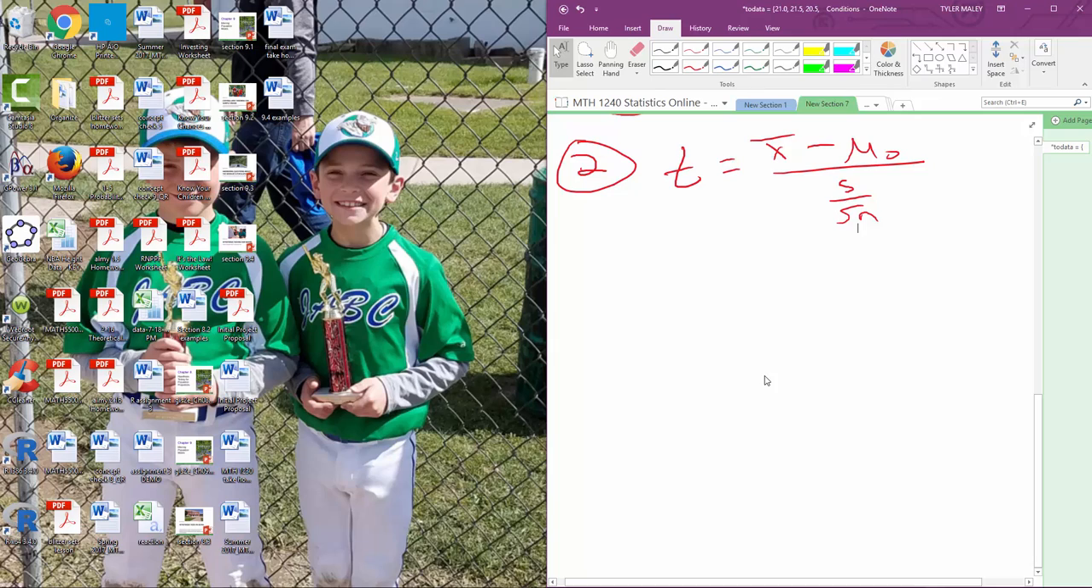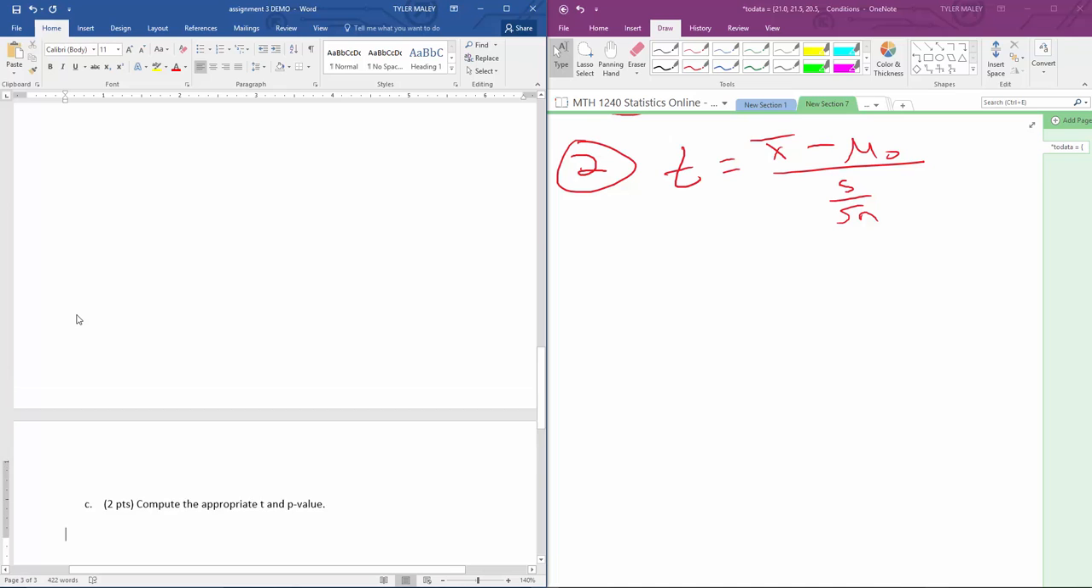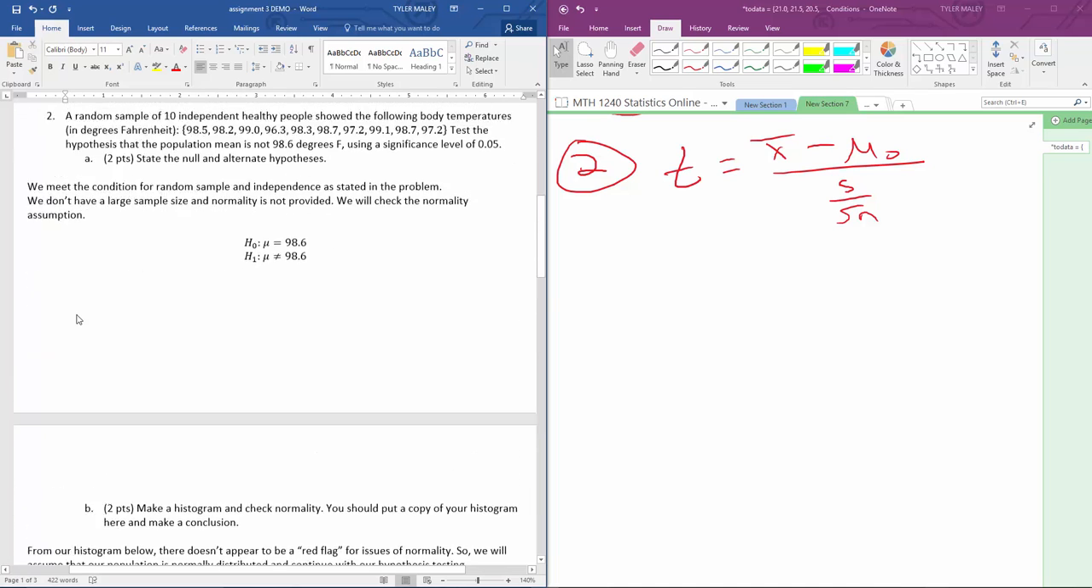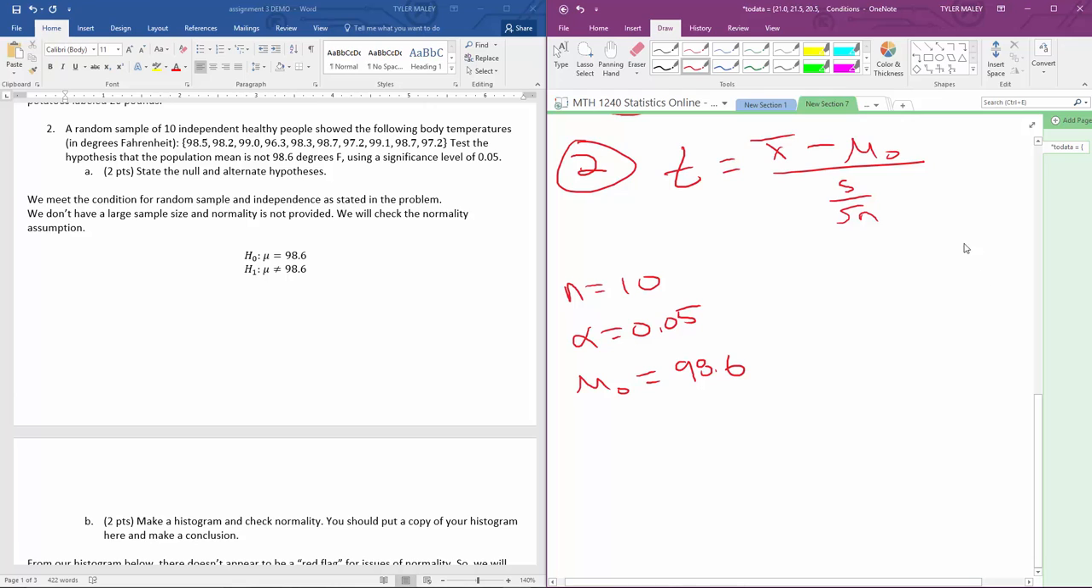If I go back and open this up, we can make some notes from the question. So I know that n equals 10, that's given. Alpha equals 0.05. Mu sub 0 is 98.6. And we already said that my null hypothesis is that mu is equal to 98.6, and my alternate hypothesis is that mu is not equal to 98.6.